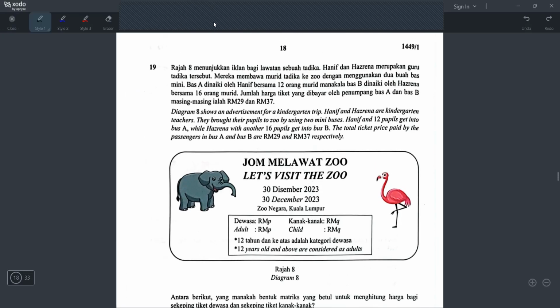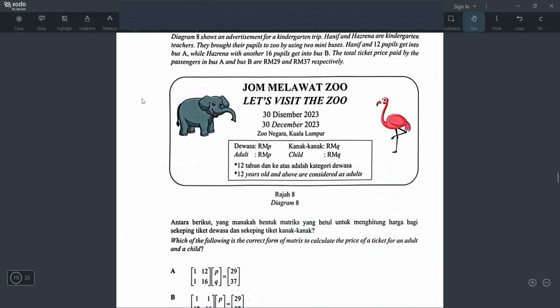Okay, let's continue with number 19. So we read the question first. I will skip the Malay, I mean, I'll only read the English part. Oops, what happened?